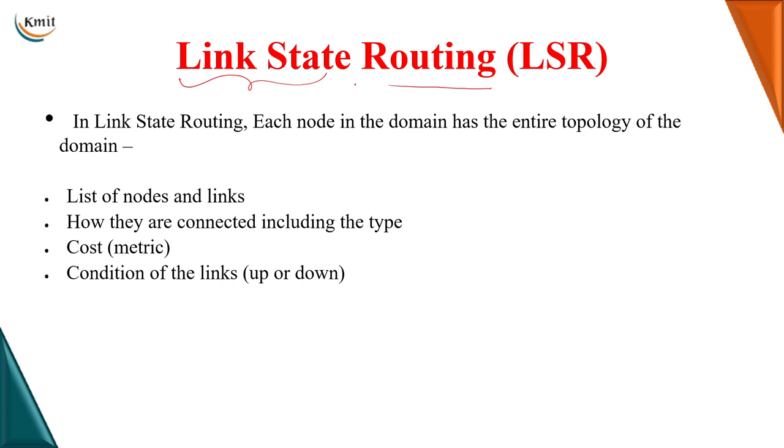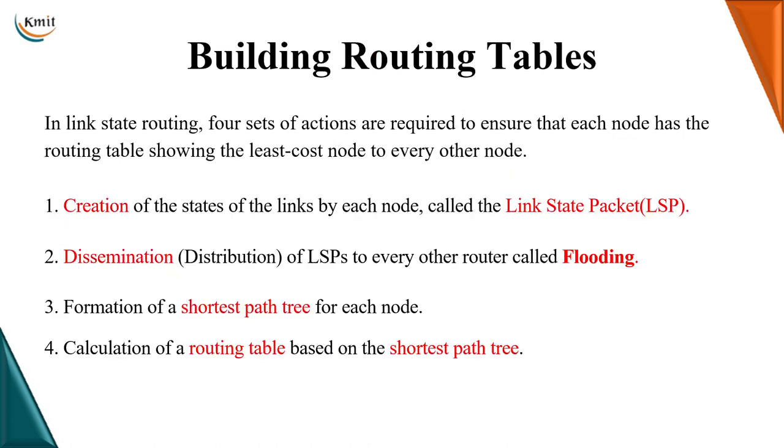So we go with this link state routing algorithm, where the node in the network knows the entire topology of the network. That means every node will have all this information. What is the list of the nodes and links in the entire network? How are they connected, including the type? What is the cost or the metric to reach from one device to another? And what is the condition of the link? Are they up or down? That means, are they connected and available, or are they not available?